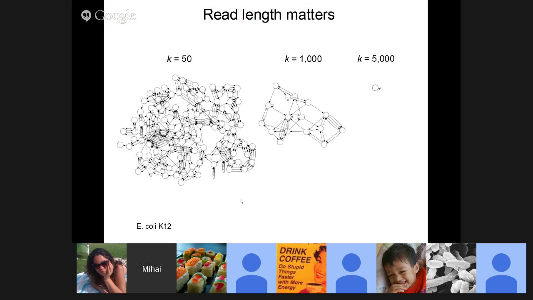And again, to bring it back to biology, here's an assembly graph generated from the E. coli genome for a read length of about 50. Once you go to 1,000 base pairs, the graph becomes much simpler, and by 5,000 base pairs, the graph ends up being like a simple circle. So that's essentially the whole E. coli genome correctly reconstructed by the assembler.